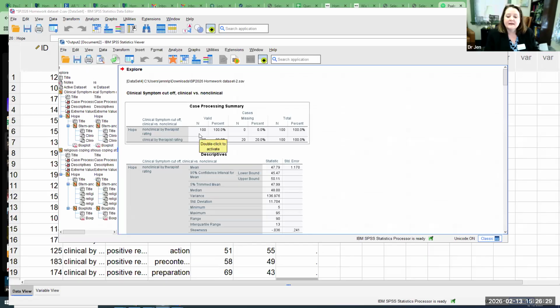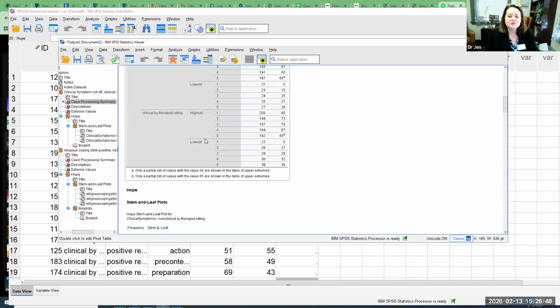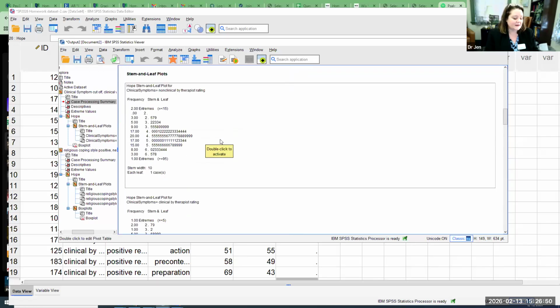So for unequal N, right here, we can see we have 100 non-clinical people with a hope score and 80 clinical with a hope score. And it looks like all 20 of our missings on hope are in the clinical group, right? For whatever reason. So that's that piece. I'm going to scroll down and look for a stem and leaf plot.